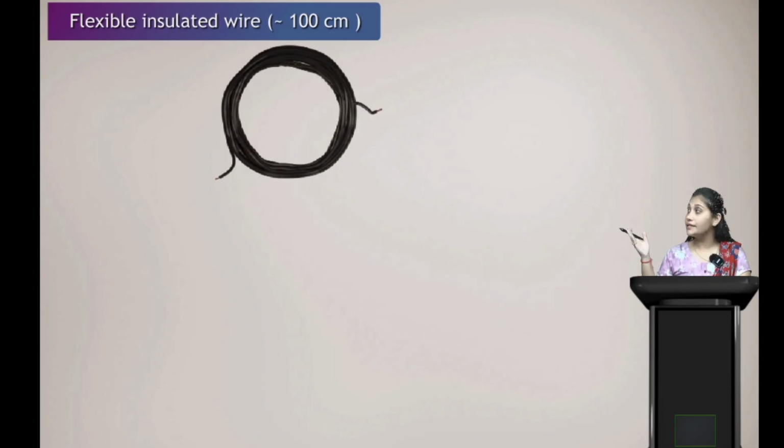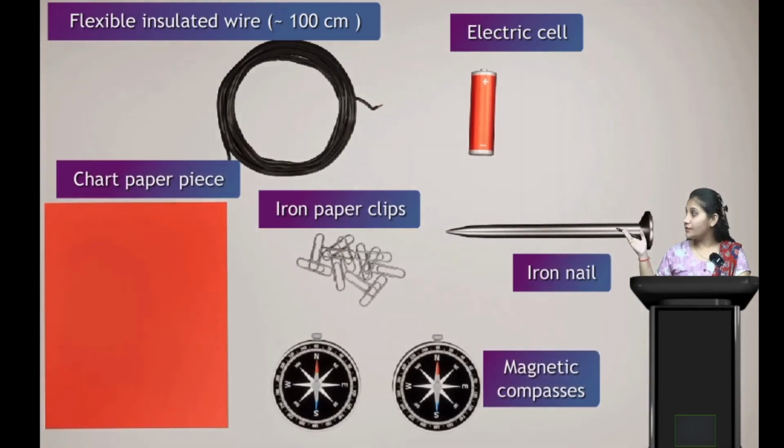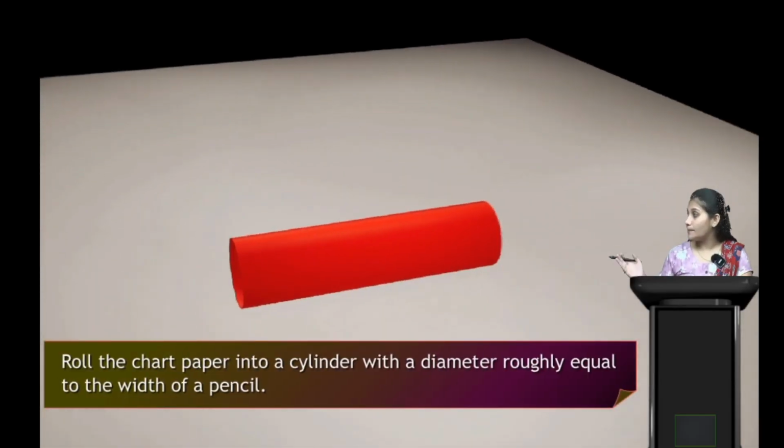This one is a flexible insulated wire, 100 centimeter. Flexible insulated wire means the wire through which the electricity easily passes. Such wires are called flexible insulated wires. Now here comes the electric cell, chart paper, pins, iron nail, and magnetic compass. All these are raw materials we require to perform one experiment. So we will do one experiment now, and for this experiment we need all these raw materials. Let's see how to perform this activity.